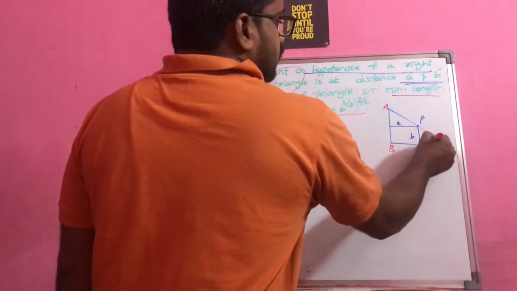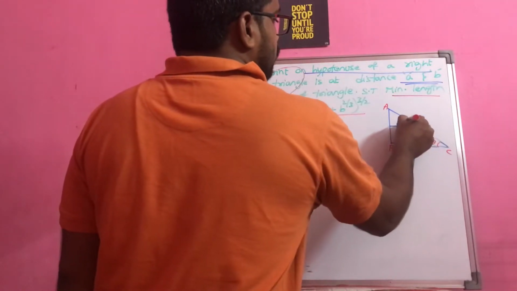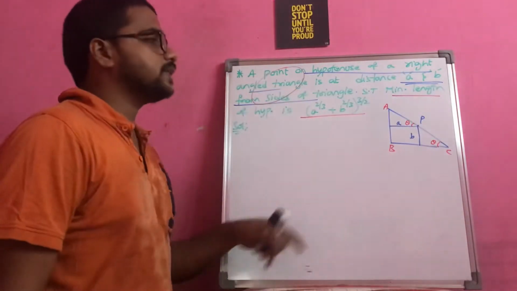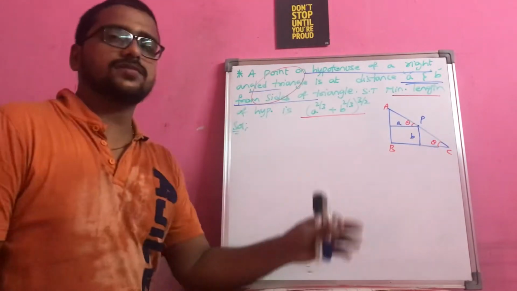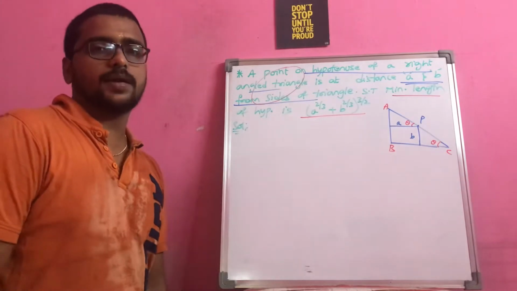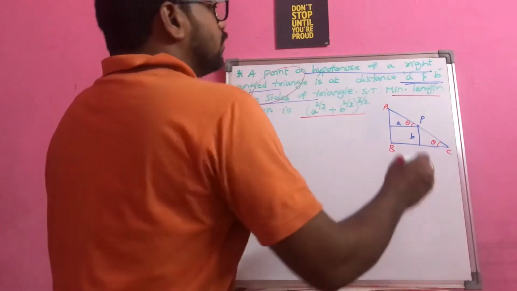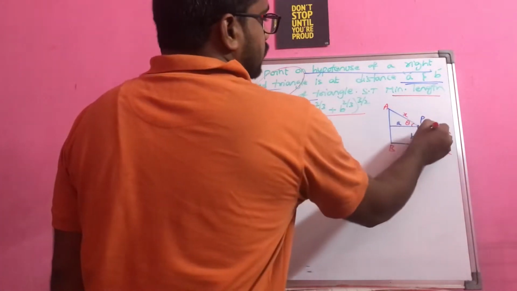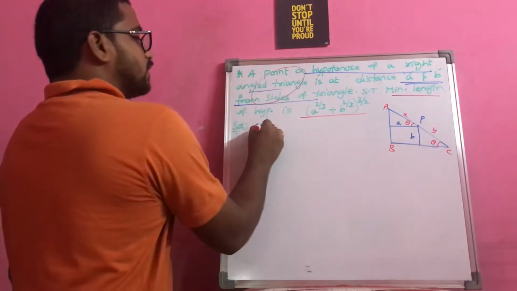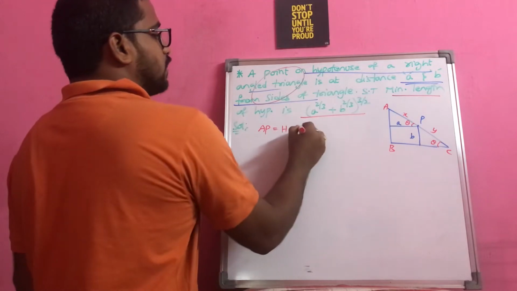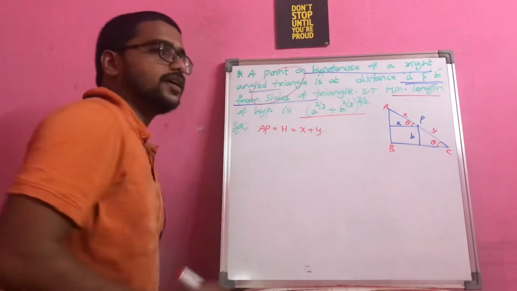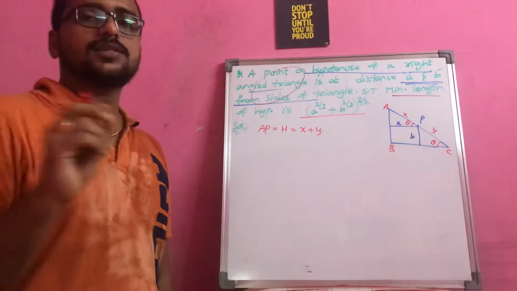Let us say this is angle theta here. Obviously this will also become theta, because BC is parallel to this line and this is a perpendicular, so it's a transversal, and the corresponding angles will become equal. So this is x, and this is y. My function AP, let us say I will take it as h, is equal to x plus y. This is the function that has to be maximized or minimized.